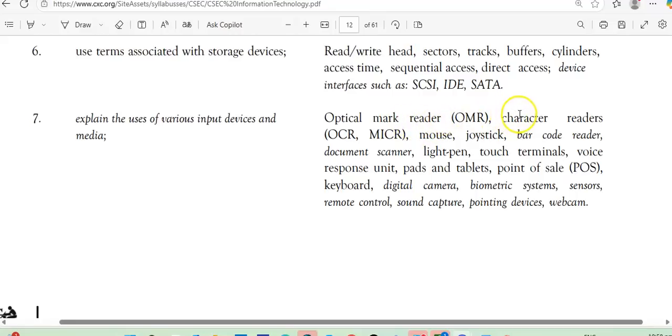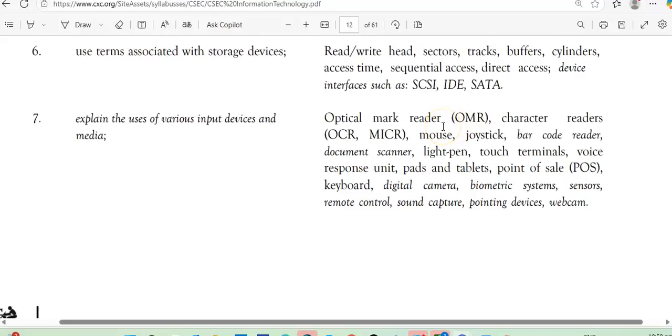Where are we now? We are at character readers: OCR and MICR. OCR means optical character recognition. OCR readers can read printed or typed text from documents, while MICR, which means magnetic ink character recognition, readers are used to read magnetic ink characters on checks and other financial documents. These devices are widely used in banking, finance, and document scanning applications.